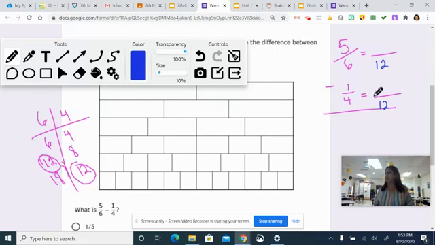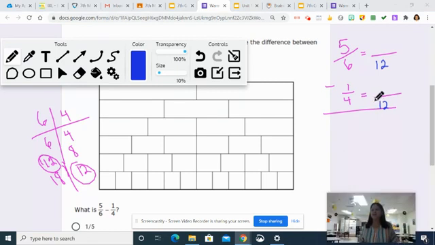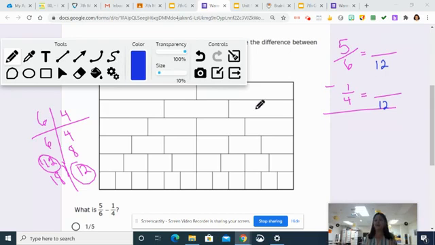Could you still find your answer with 24? Yes, but at the end you'd have to simplify. And even this, sometimes you have to simplify. So now that we have our common denominator, our job is to find an equivalent fraction of 5/6 that has a denominator of 12. What are you going to ask yourself? How do you get from 6 to 12?